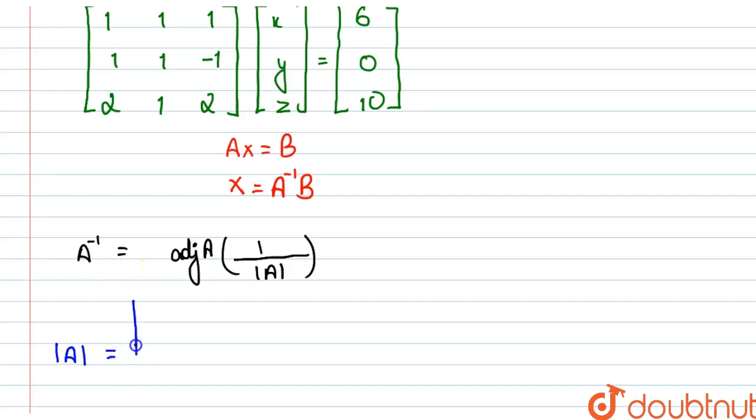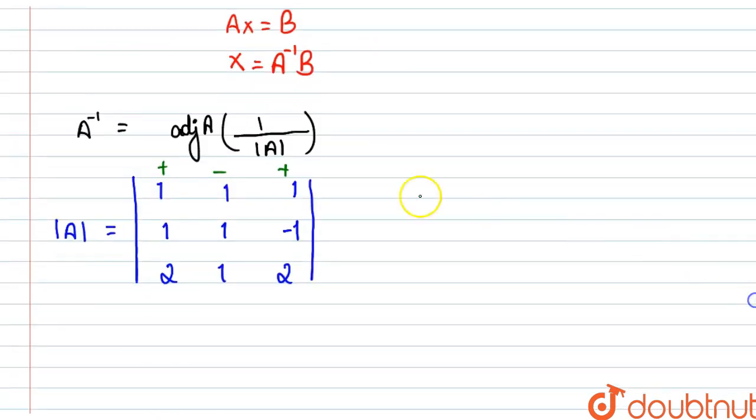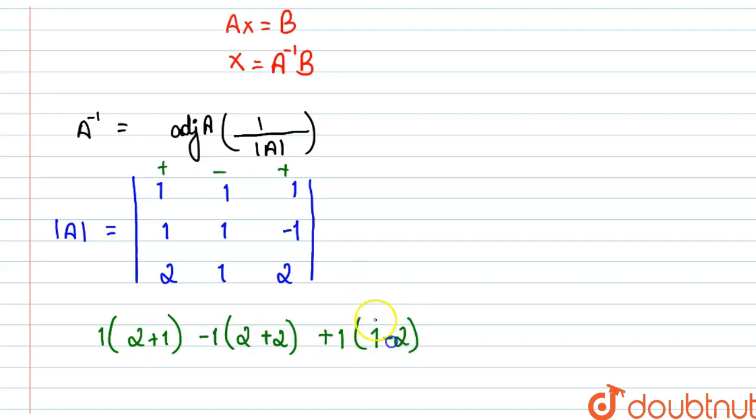Our determinant of A will be 1, 1, 1, 1, 1, -1, and 2, 1, 2. So now we'll expand using our plus minus plus expansion. So we'll have 1 into 2 into 1. So 2 plus 1, now minus 1 into 2 plus 2, now plus 1 into 1 minus 2. This is our determinant of A.